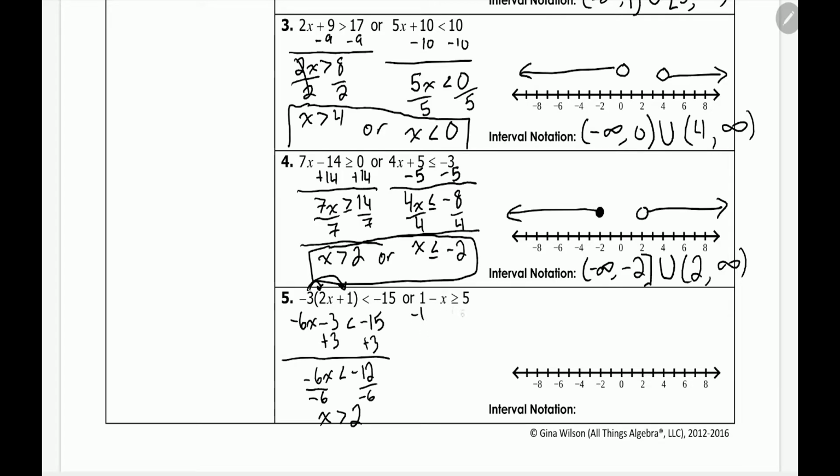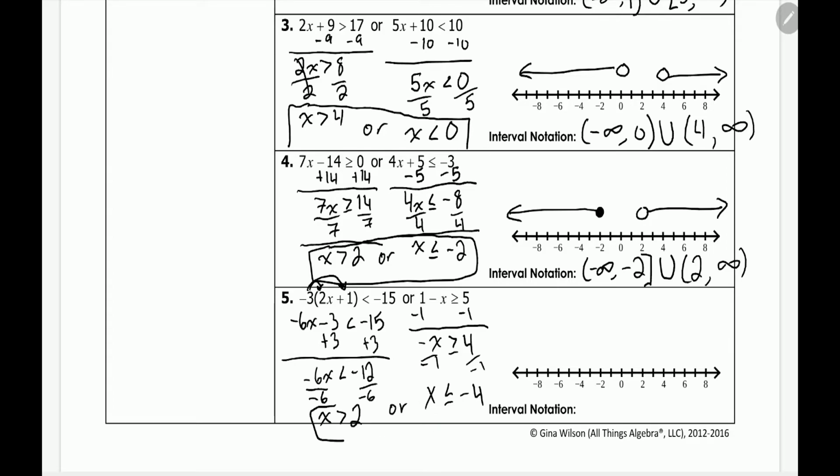First step is to subtract 1 on both sides. That gives us -x is greater than or equal to 5 minus 1, which is 4. We have to get rid of this negative, so we divide by -1. Since we divide by a negative, we have x is less than or equal to -4.